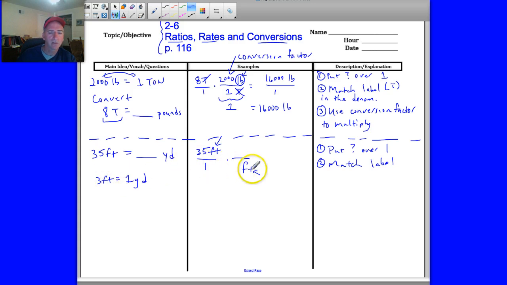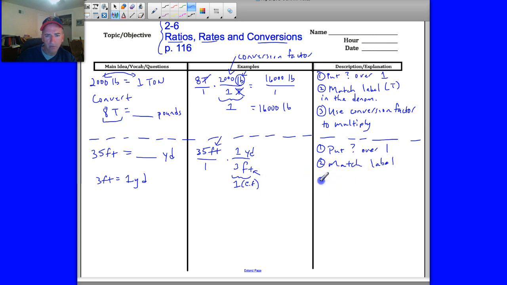3 feet is 1 yard, so I can do feet over yards because I know that 3 feet is 1 yard. Whoops, that's supposed to be a 1. Let me erase that. 3 feet is 1 yard. You see, this is the conversion factor because that's 1. Okay, that is the conversion factor.